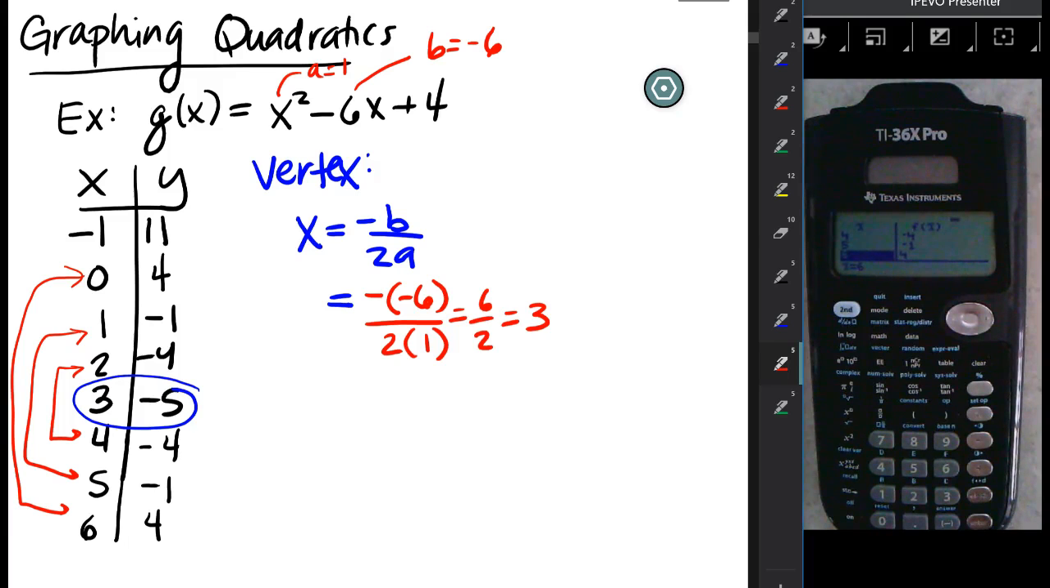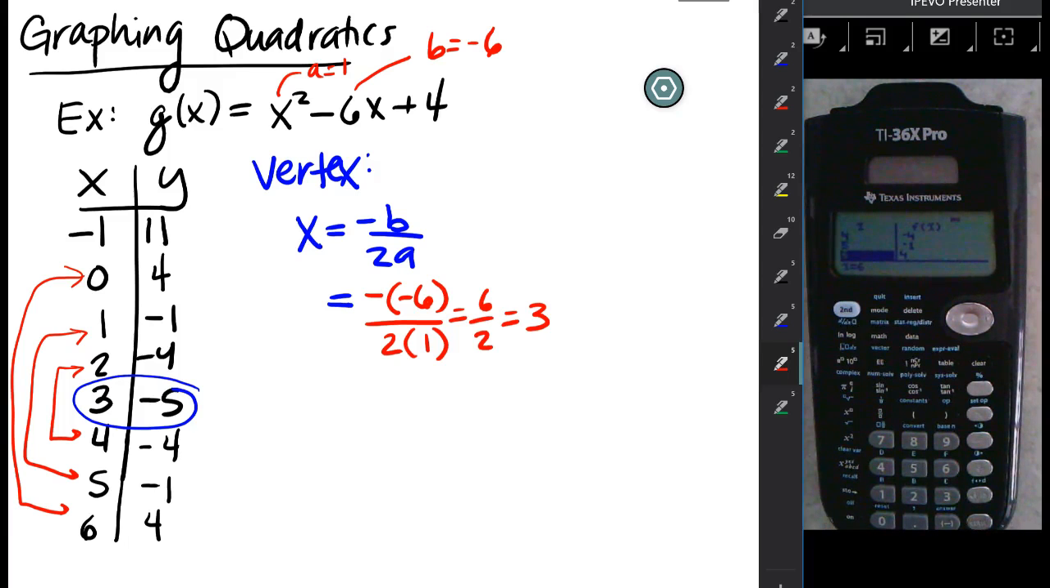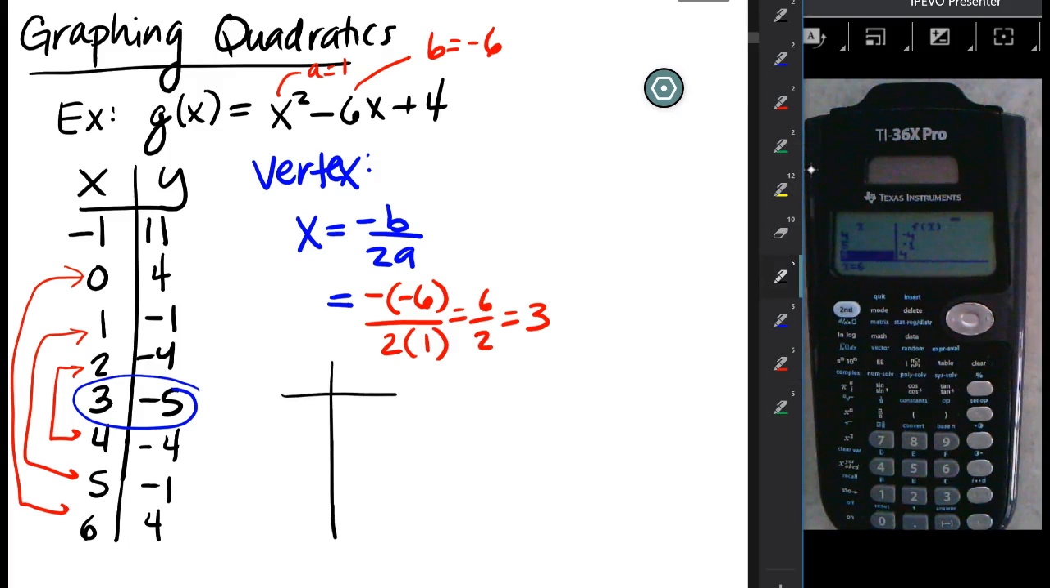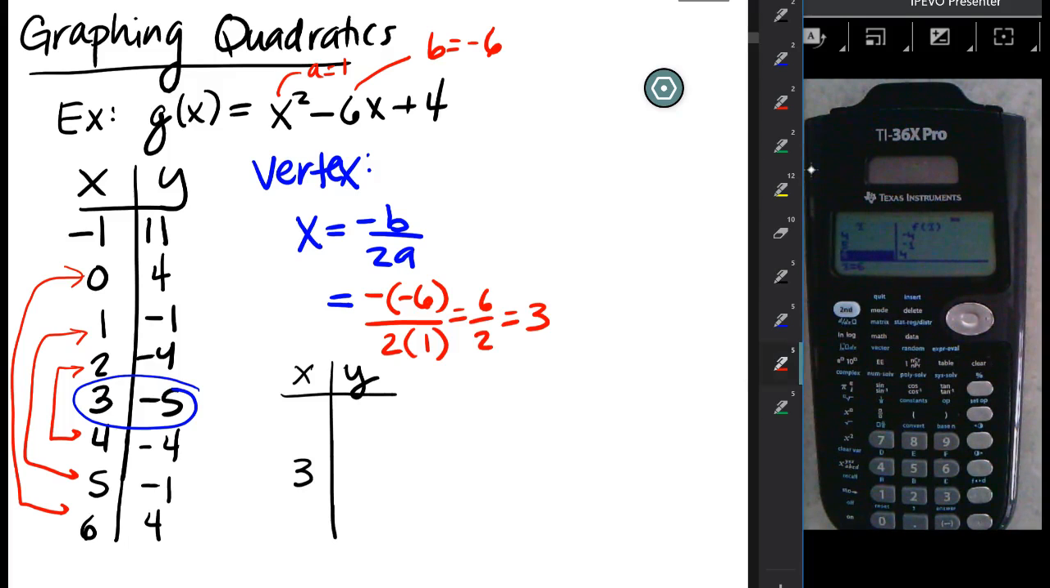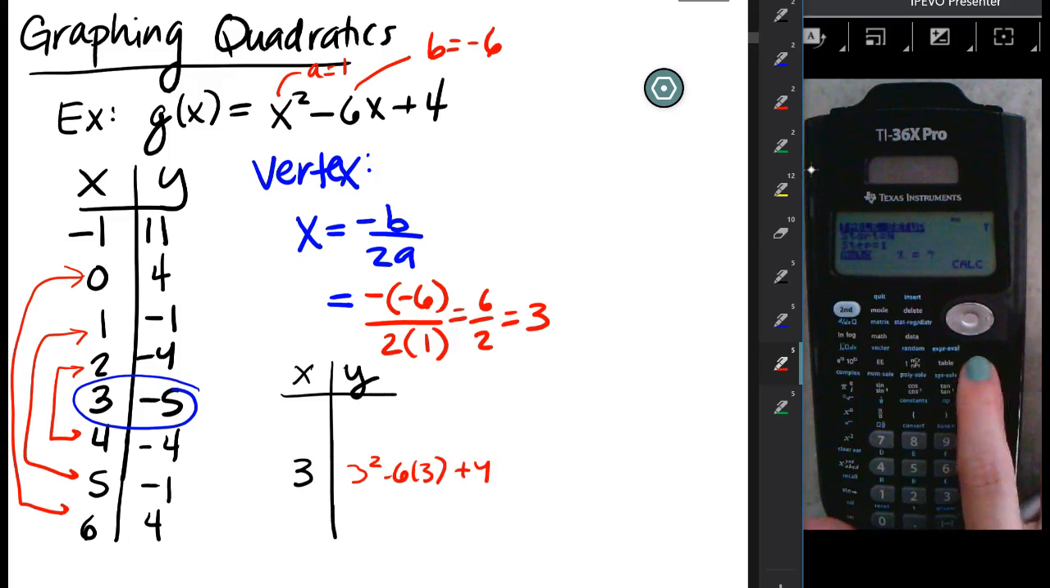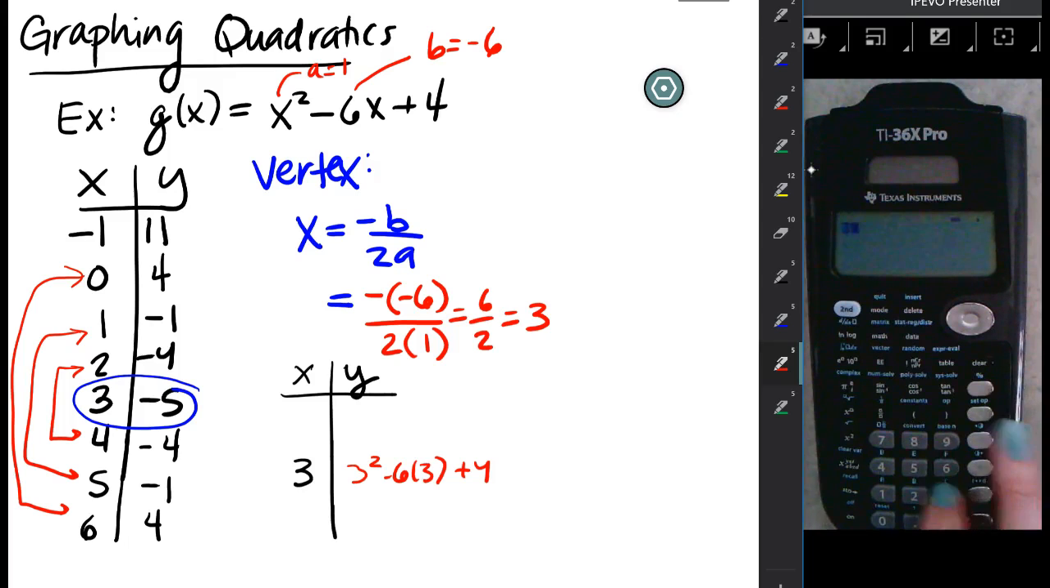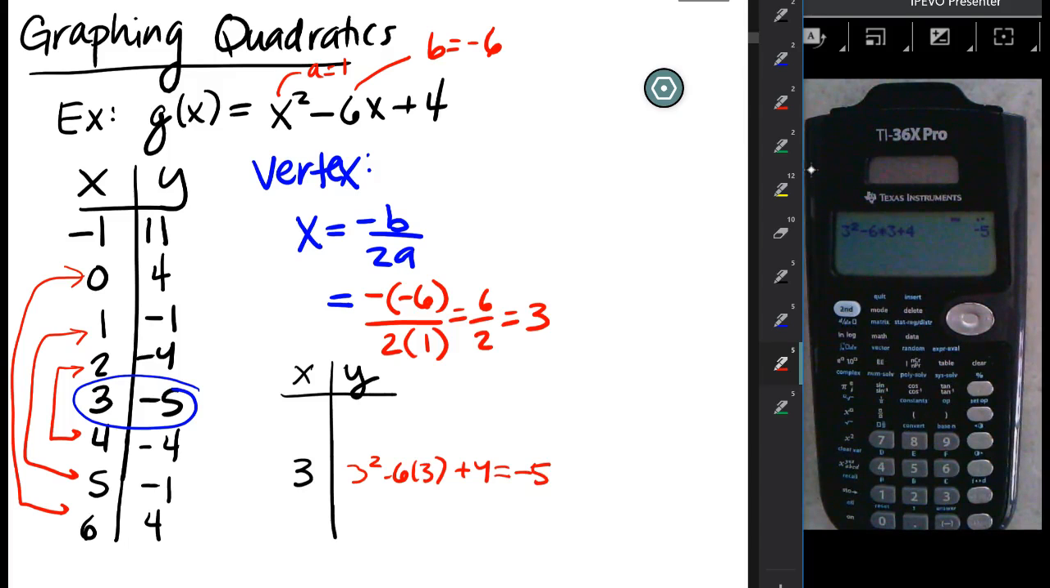This tells you where your vertex is. So if you're Isaac and you don't have the table that you can just move around in, what you would do now is go, okay, x, y, I want to start at 3. I know that's my vertex. And then you would just plug 3 into the equation. So you'd go, okay, 3 squared minus 6 times 3 plus 4, and you type that into your calculator. You'd get negative 5. Same thing we did with the table, but doing a little more work.